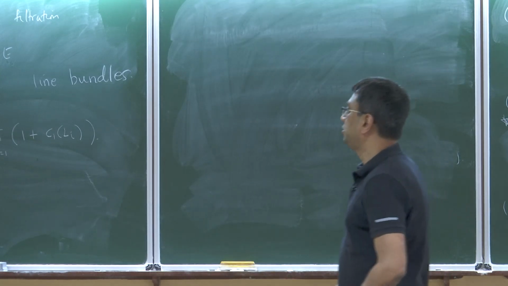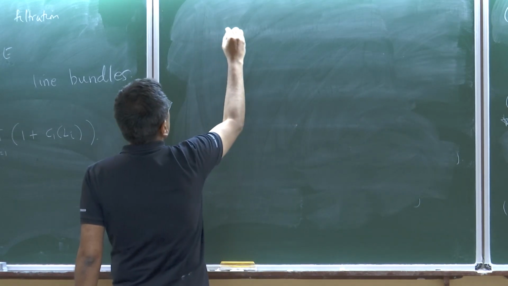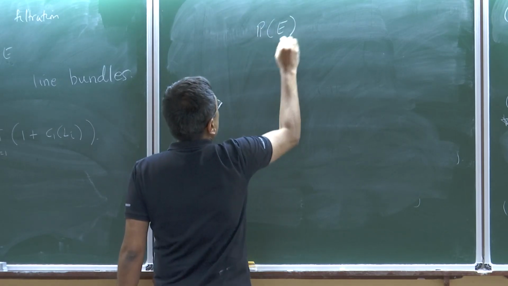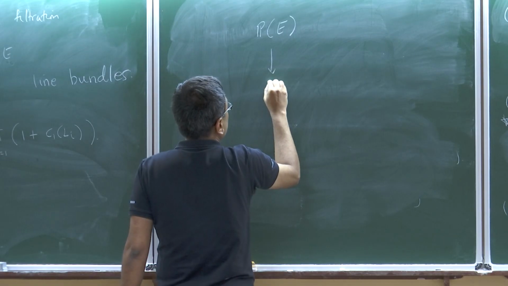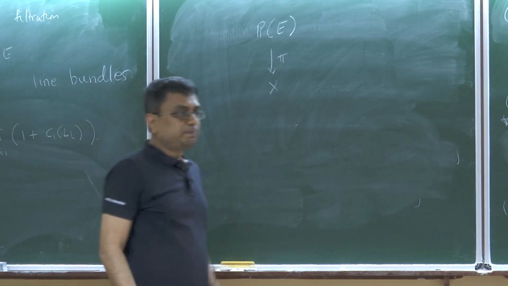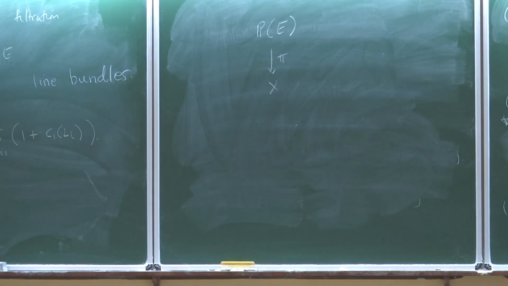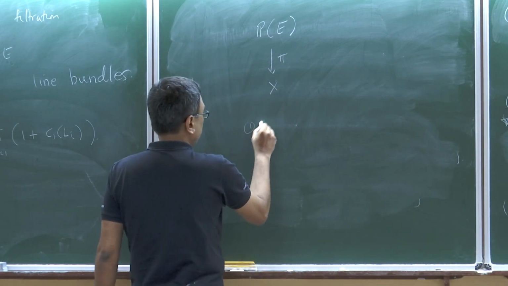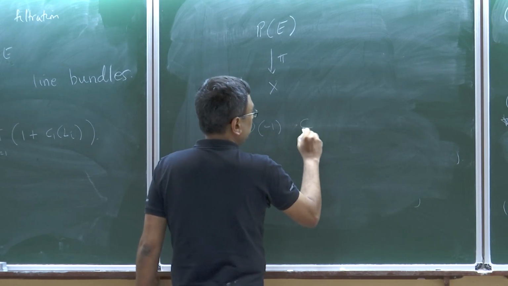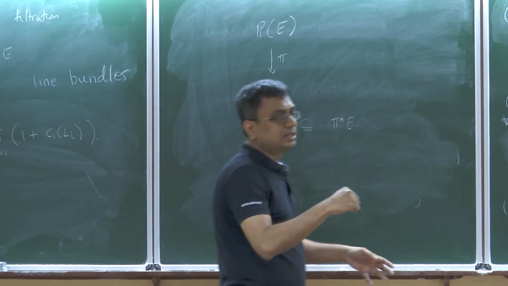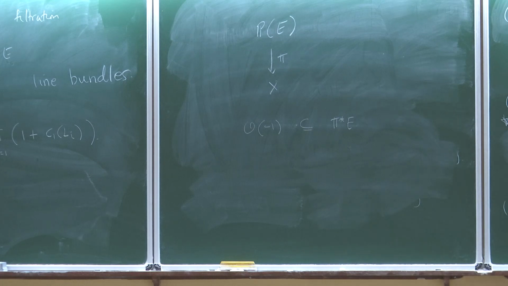So why is such a thing true? Because now look at the projectivized bundle of E. This is on X, this is pi. Now the pullback of E has a tautological subbundle. So there is this O(-1), which is a subbundle of the pullback of E. It is a subbundle in the sense that the quotient is again a vector bundle.